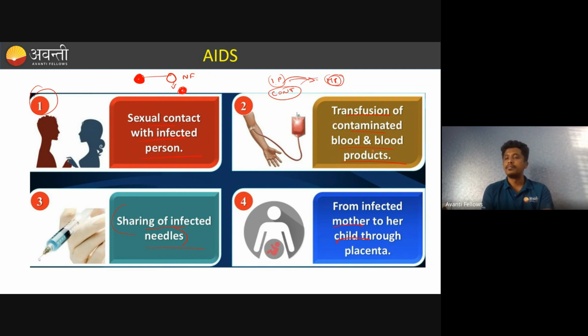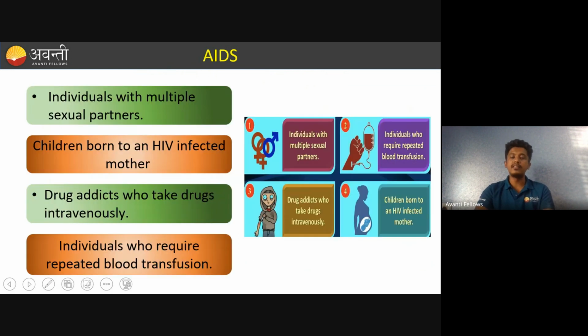Next one is from a mother to a child through the placenta. The chances are high because the placental barrier is very strong for the first child, and as they go for the second and third child, there is a great possibility that these kids might not get the protection as the first time.